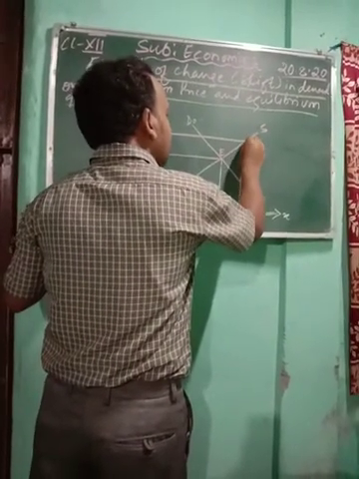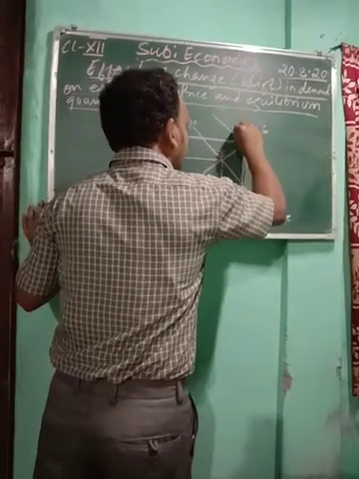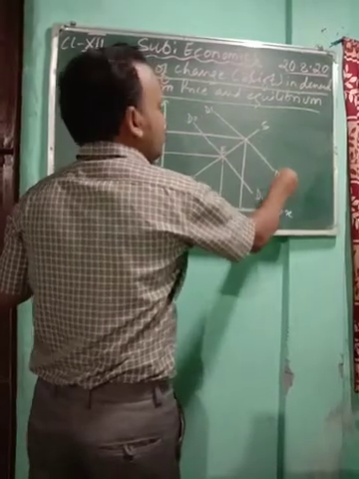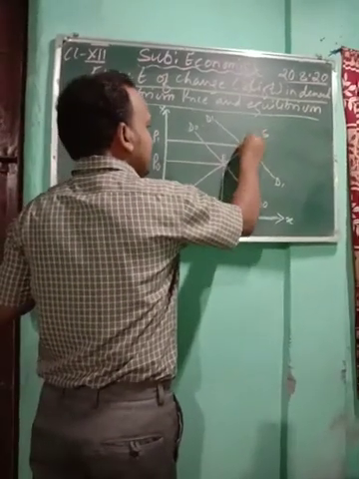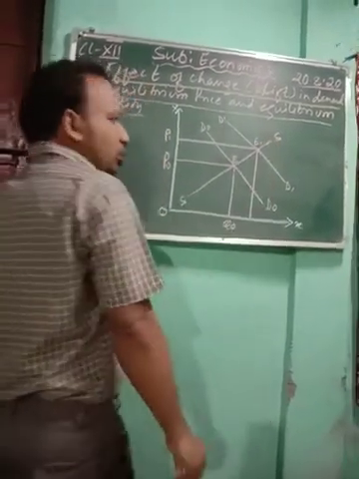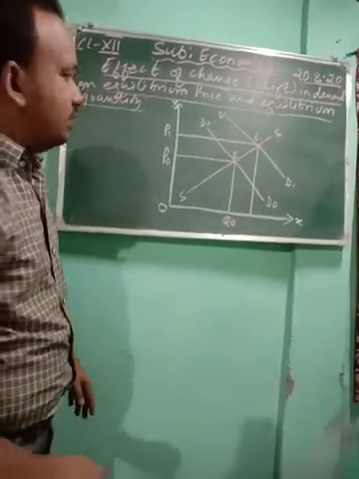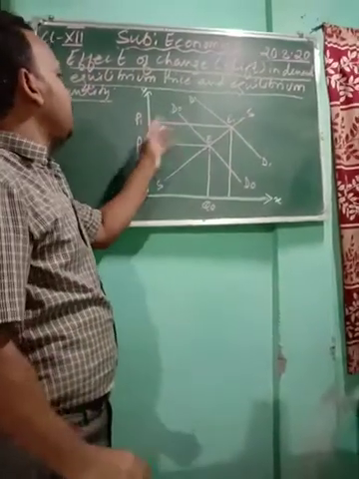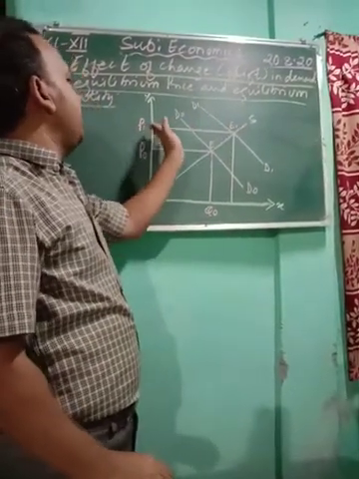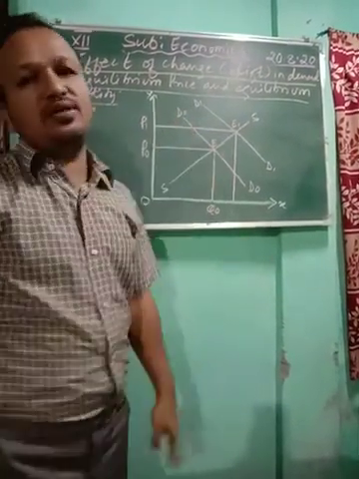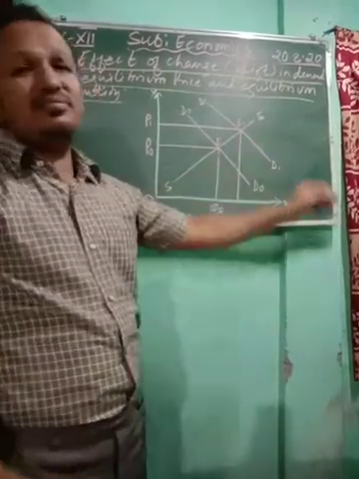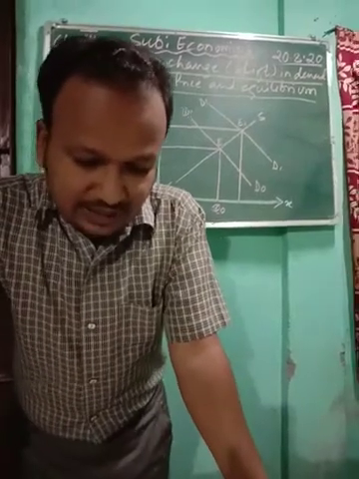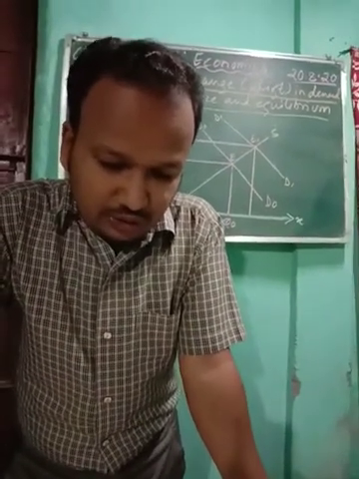So at this point, we'll draw another demand curve. This is D1, the new demand curve. This is E1, your new equilibrium point. Now you see what happens. Demand has increased, suddenly there is a rise in price, supply is less only. So it will lead to excess demand of quantity Q0 Q3.